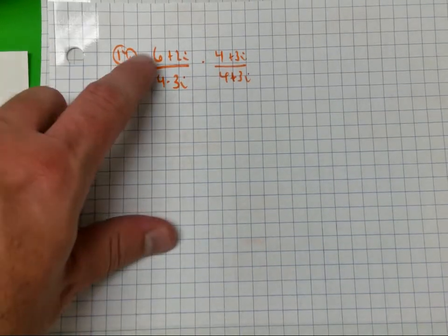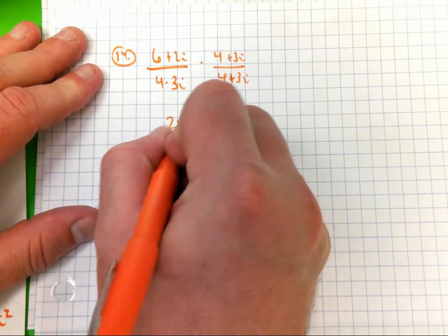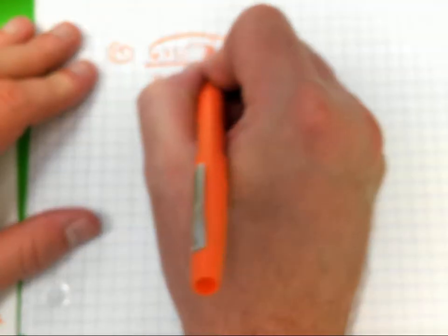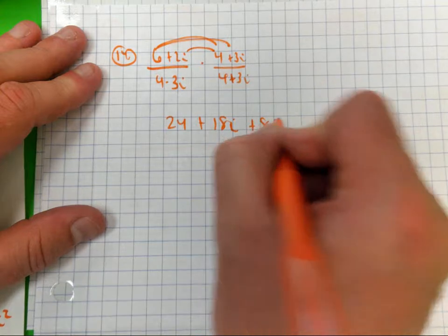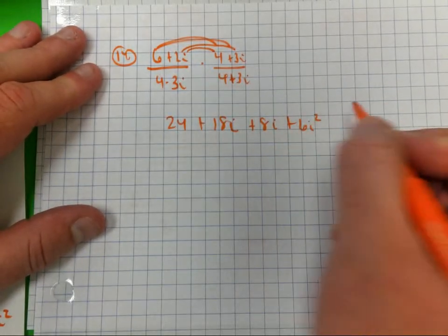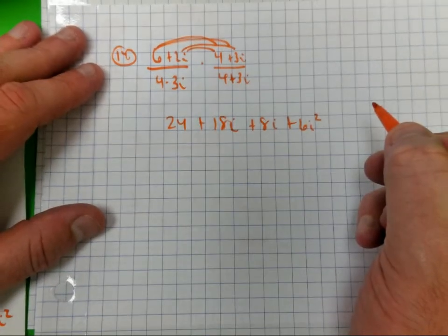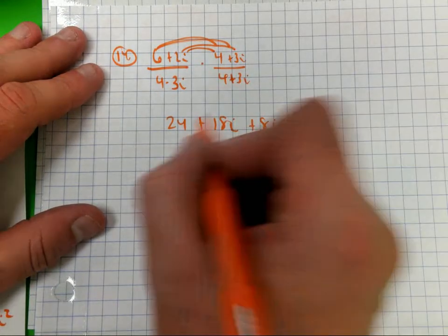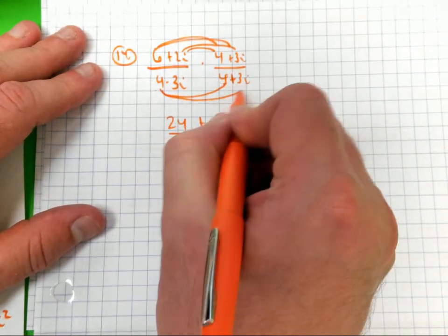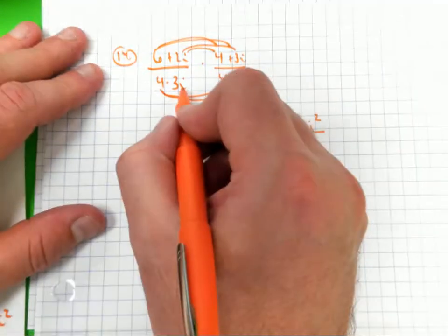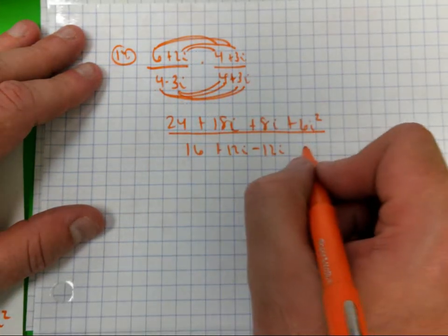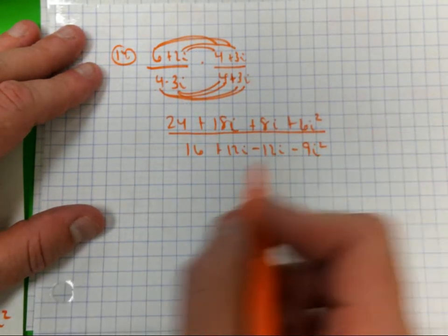I'm ready to multiply. 6 times 4 is 24. 6 times 3i is 18i. 2i times 4 is 8i. 2i times 3i is positive 6i squared. All over, 4 times 4 is 16. 4 times 3i is 12i. Negative 3i times 4 is negative 12i. Negative 3i times positive 3i is negative 9i squared.